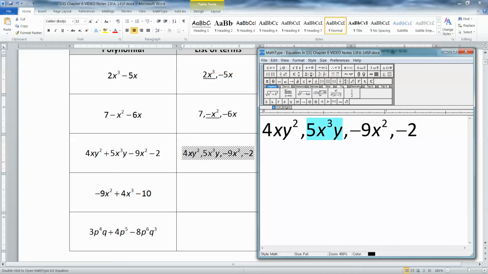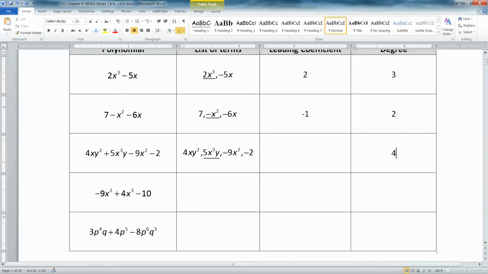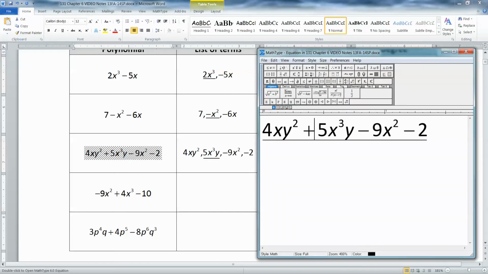So the highest degree is this one. I'm going to underline it right there. So that's our highest degree, so that's degree 4. Remember, 3 plus 1 for the y makes 4. And that means our leading coefficient is 5, even though it wasn't the one at the front. Leading coefficient doesn't mean it's in the front. Leading coefficient means it's the one for the highest degree, which in this case was 5.